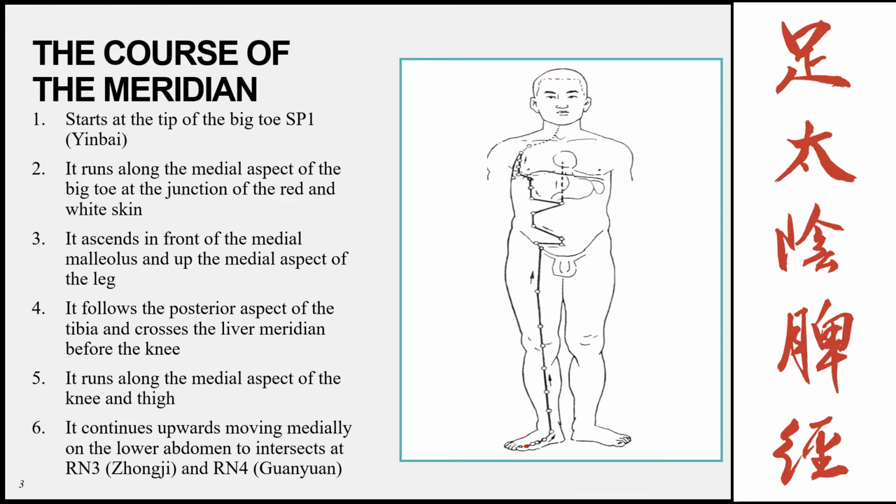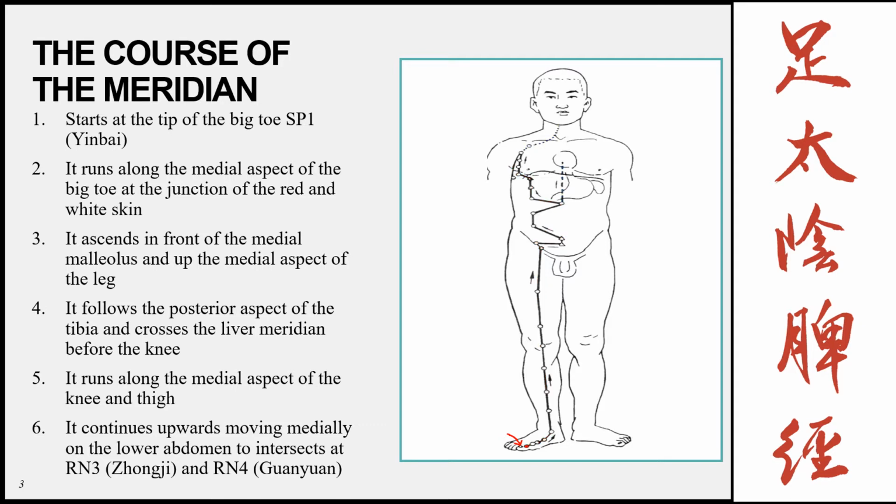Next, we're going to look at the course that this meridian follows. This meridian starts at the tip of the big toe at spleen 1 on the medial portion of the big toe, so that's down here. Then it runs along the medial aspect of the big toe and then the medial aspect of the foot at the junction of the red and white skin. It continues to flow like this until it reaches just anterior to the medial malleolus, where it then ascends in front of the medial malleolus and ascends up the lower leg.